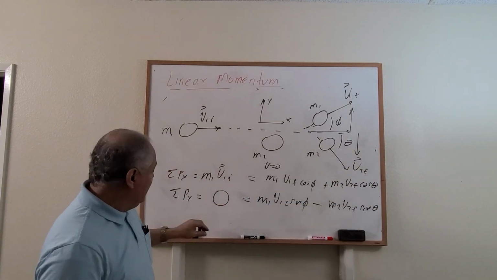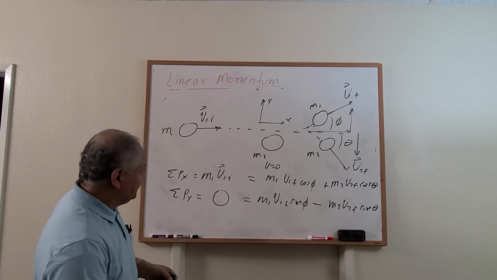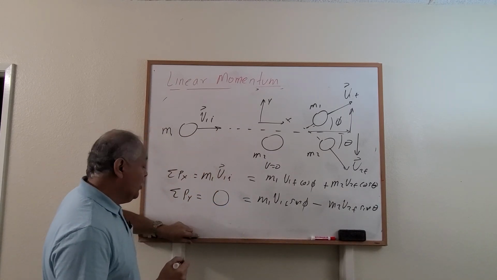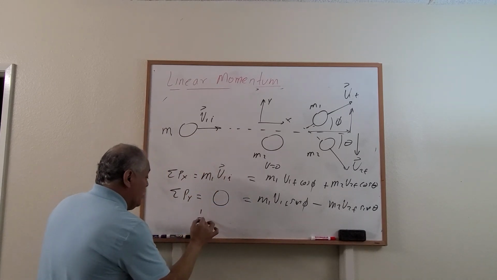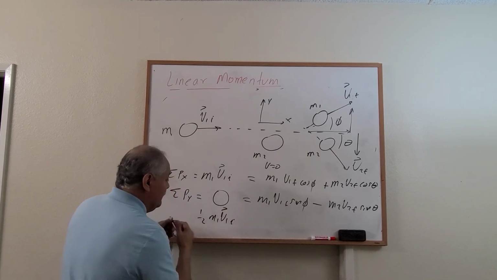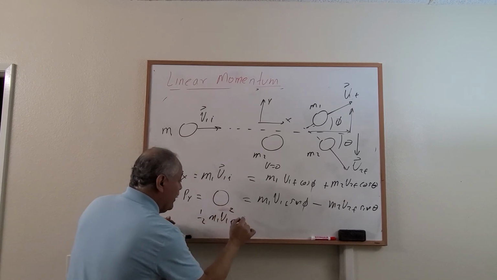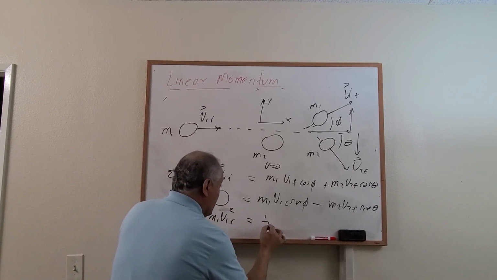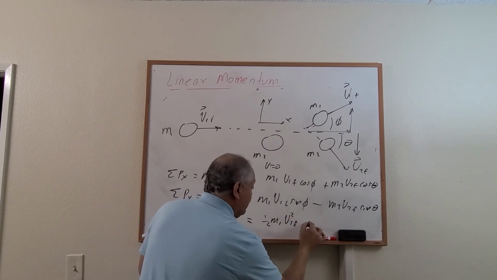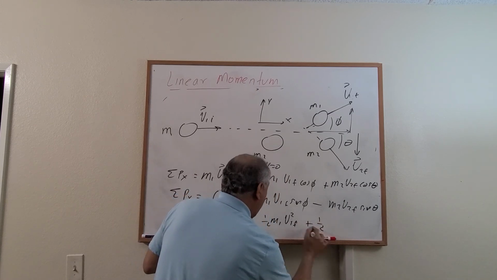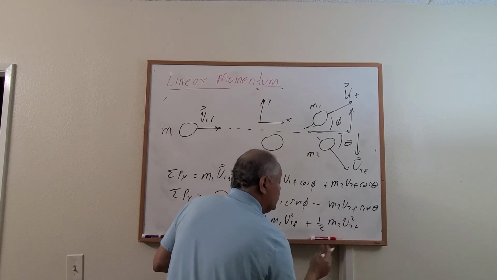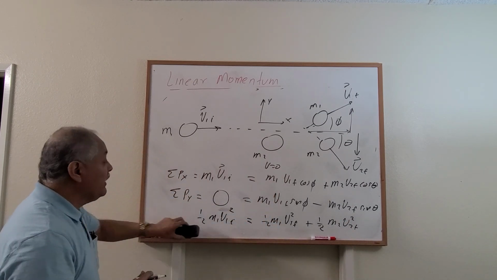Now imagine again that we have a completely elastic collision, so we can also use the conservation of energy, which is what? 1/2 m1 initial velocity of particle 1 squared must equal 1/2 m1 final velocity of particle 1 squared plus 1/2 m2 final velocity of particle 2 squared. So we can use it.